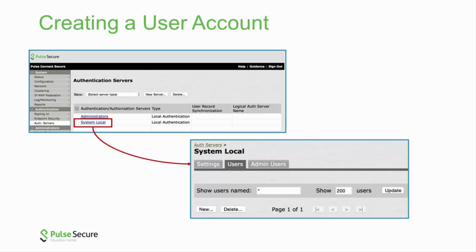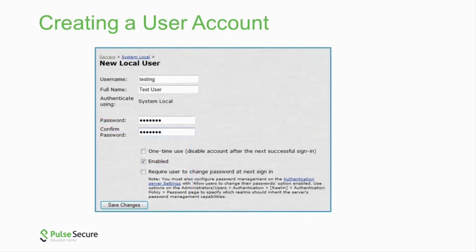To create a new user account, navigate to Authentication Servers, then System Local. Select a User tab, then click New. Enter the user account information, then save the changes.